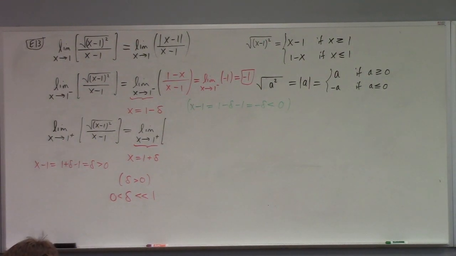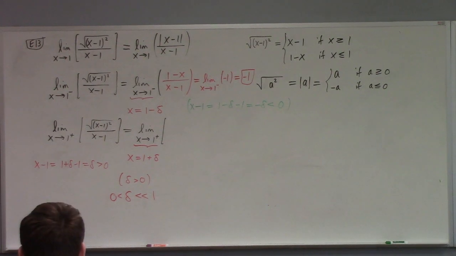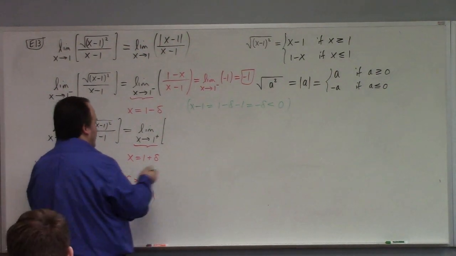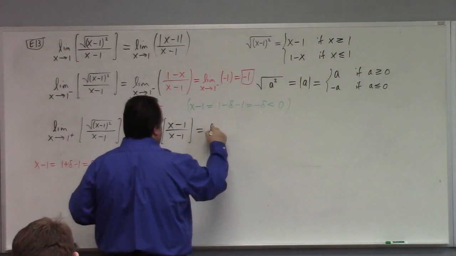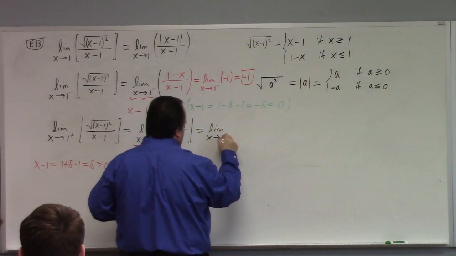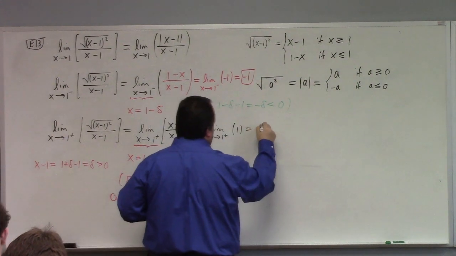Anyway, long story short, x minus 1 is negative if x is a little bit less than 1. X minus 1 is positive if x is a little bit bigger than 1. That's all I'm saying. So in this context, we just get x minus 1 over x minus 1, which of course is just the limit as x goes to 1 from the right of 1, also known as 1.